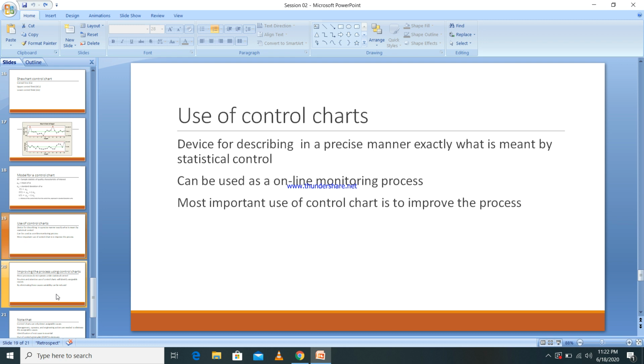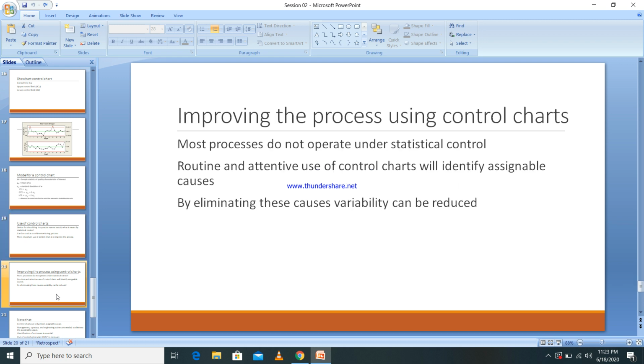So the use of this control chart is as a device for describing in a precise manner exactly what is meant by statistical control. All the time we are talking about checking the statistical control of a process, but what is this statistical control? That is very precisely explained by these charts. And also you can monitor your process online by the use of these control charts, right? And also we can improve our process if we use these control charts to monitor our production. So those are the uses. And then improving the process using control charts, right?